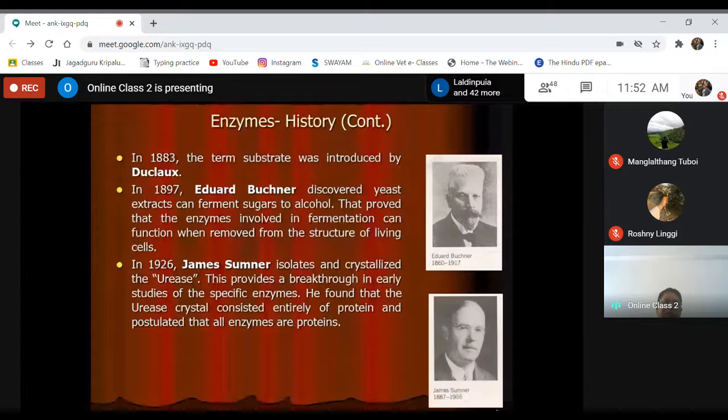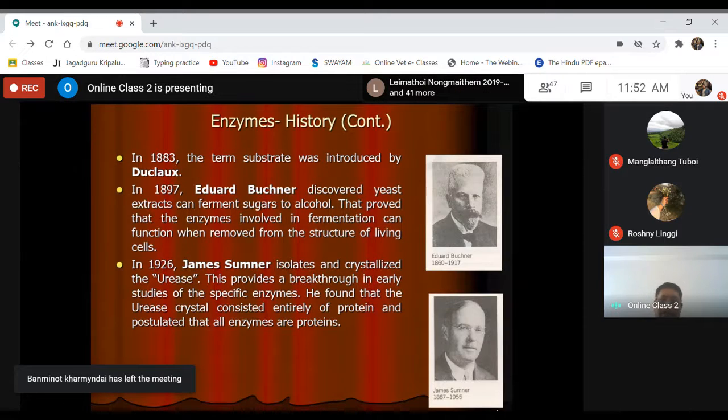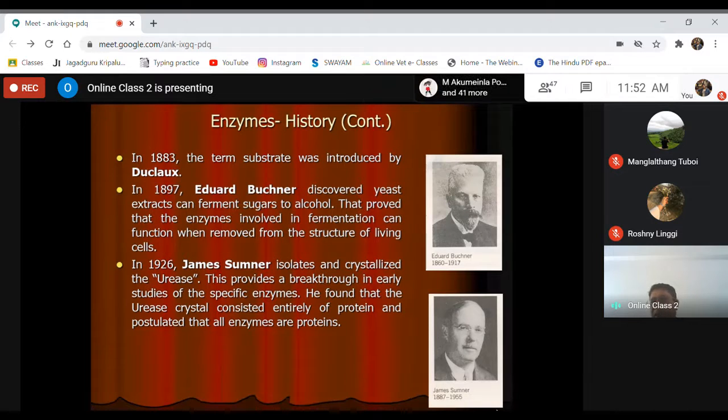In 1883, the term substrate was introduced by Duclaux. In biochemistry, the reactants we call the substrate. In chemistry, the compounds which react to form the product we call reactants, but in biochemistry we call them the substrate. So substrate means the reactants.